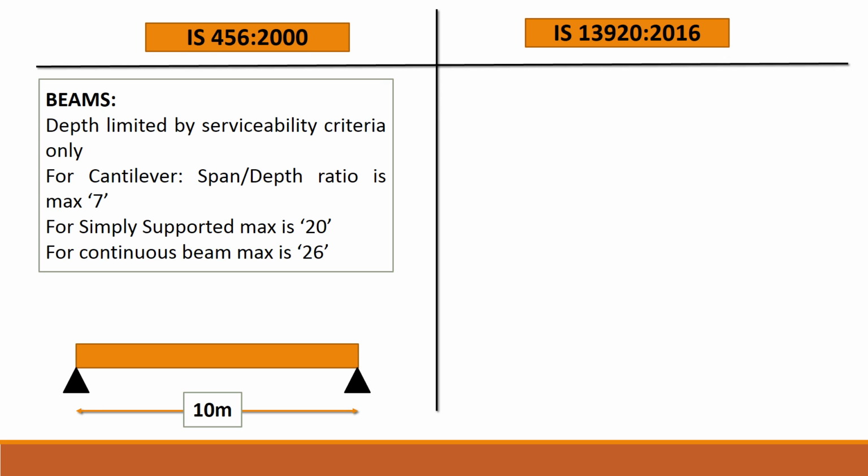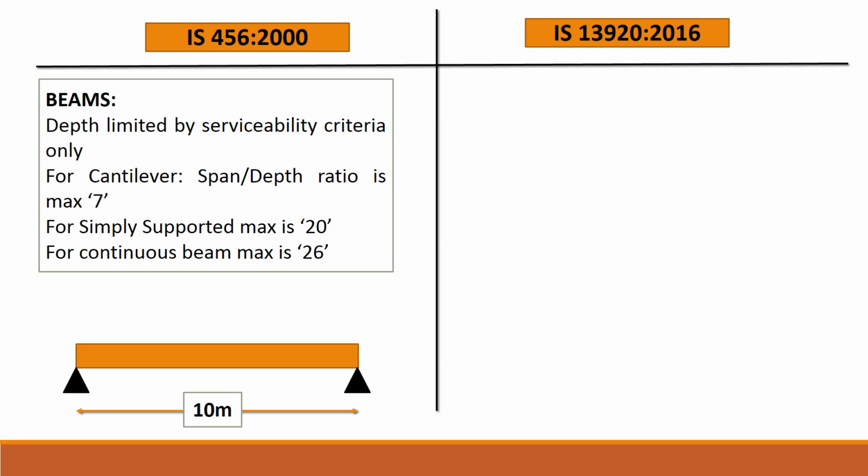Thereby, in IS 456, for cantilever, the span to depth ratio is to be taken maximum 7 if the span of the beam is somewhere near 10 meters. When talking about a simply supported beam, this ratio is 20, and for continuous beam, this ratio is 26. Now, like I told you, it's for a 10-meter beam.